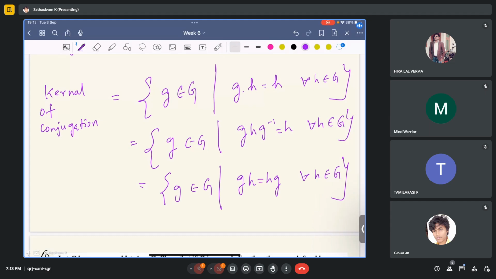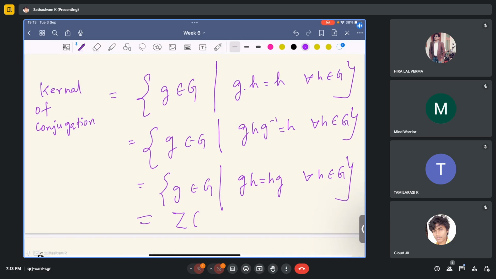But here you can see this kernel, you already know this set. So this set is basically the center of G. So how is the center of G defined?